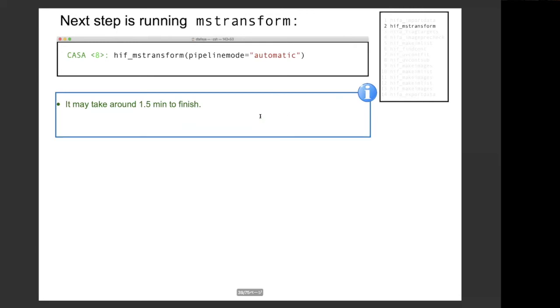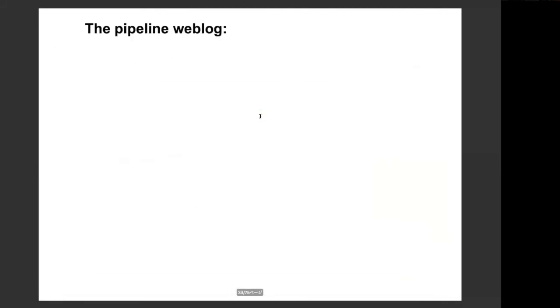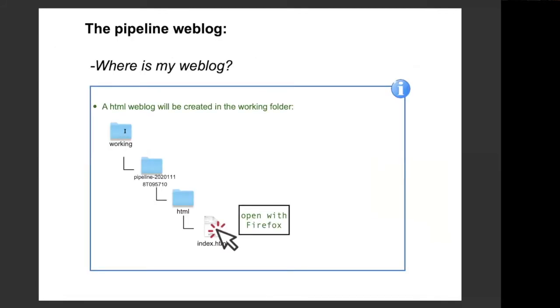For the people who already finished running import data, you can find your web log here. You go to working, then to the folder with the name pipeline, the one that you created with h init, and then there will be HTML, and then there is the web log. I see that some people are wondering where their web log is. So yes, it is located there.